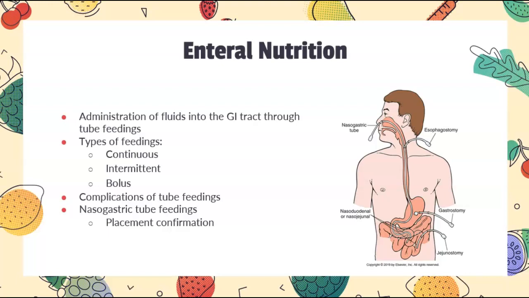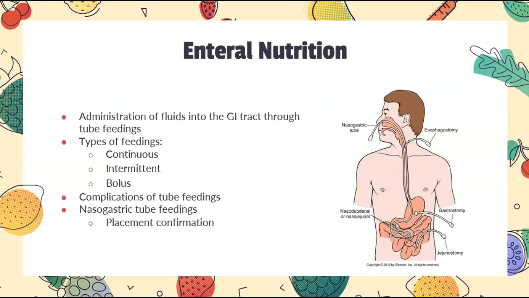Types of feedings with enteral nutrition. There is continuous feedings, which is a continuous drop pump that administers formula over 16 to 24 hours. Intermittent feedings, which are specific volumes of formula given over a short time period, usually 20 to 30 minutes, and that's done 4 to 6 times a day. Or bolus feedings, which is a large amount of formula administered in a matter of minutes, but most patients don't do well with this.